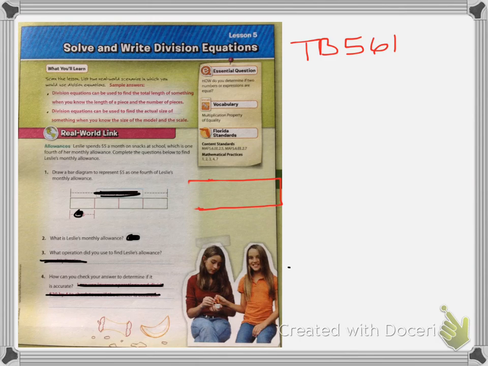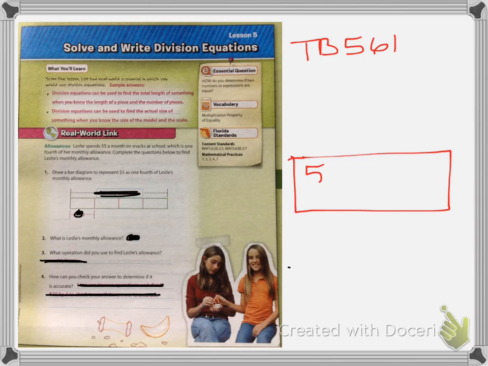Now, I'm going to erase this part of it. Let me try that again. I'd like you to draw a bar diagram kind of like this. I don't want to draw it this close, so. Now, it says to draw the bar diagram where $5 represents 1/4. So that means you need 4 chunks, like that. Okay? So then it says, complete the questions below.